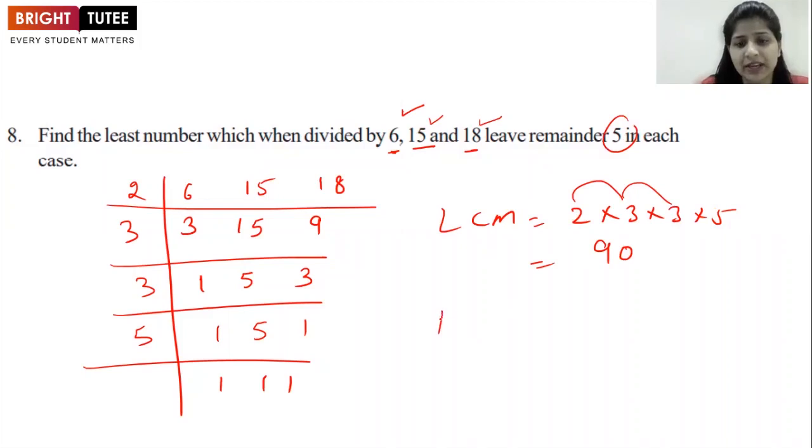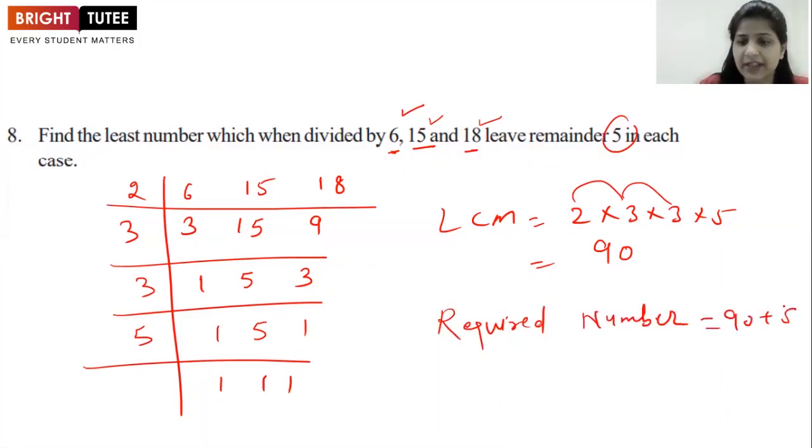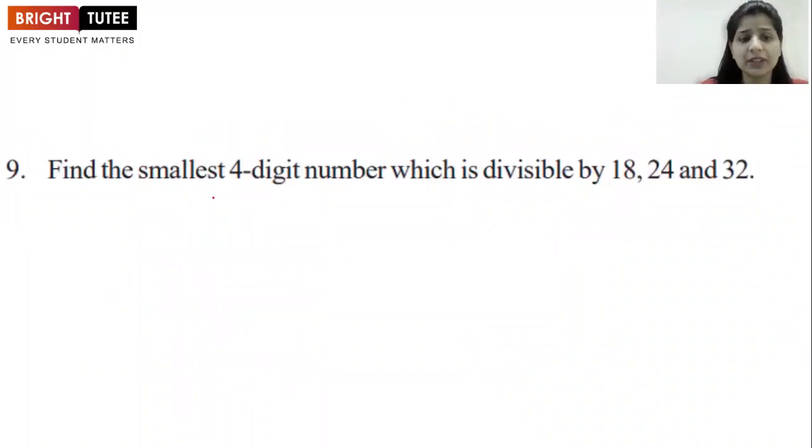So what will we do? The required number would be 5 more than this. So the required number would be 90 plus 5, because 90 is exactly divisible by all three, so if it is 95 then that 5 is extra in it. So every time we will be getting the remainder as 5. So that number is 95, and it is the least number which leaves the remainder 5 in each case.